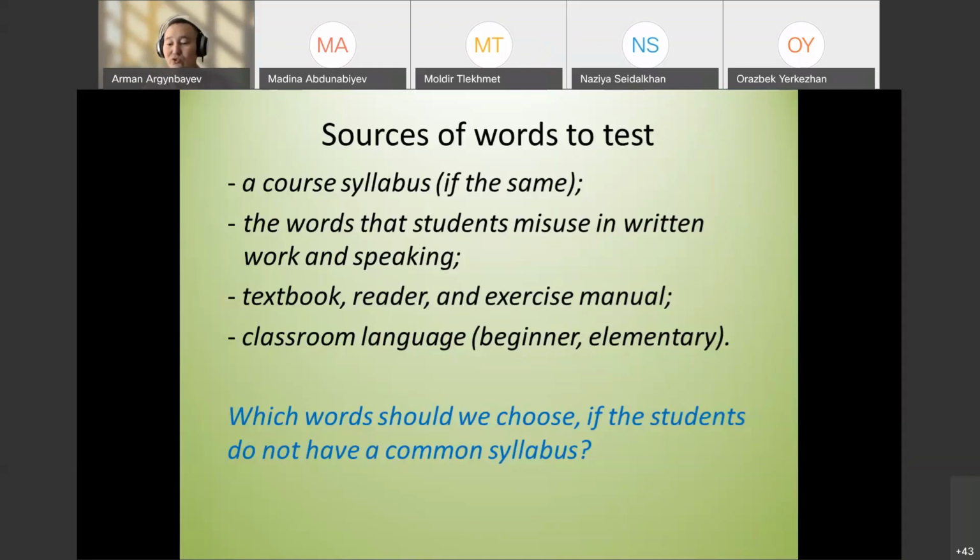Which words should we choose if the students don't have a common syllabus?